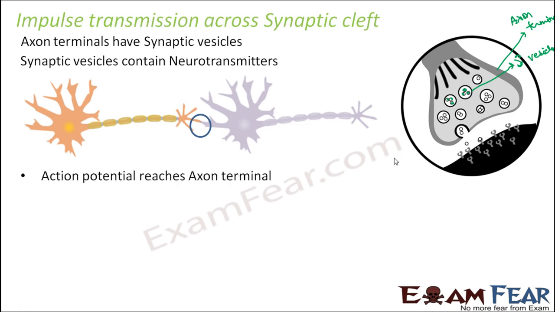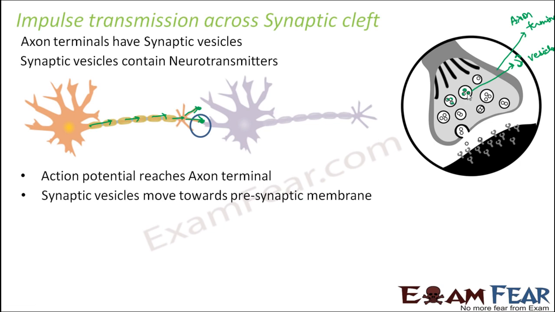Now, when the action potential reaches the axon terminal, because the action potential is being carried throughout the length of the axon, that is this portion, let us say here. When it has reached here, what happens? The synaptic vesicles move towards the presynaptic membrane. These vesicles start moving towards the membrane. You can call this the presynaptic membrane. So these vesicles will start moving towards the presynaptic membrane.